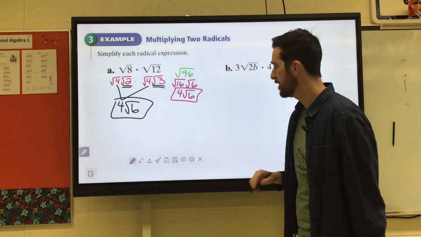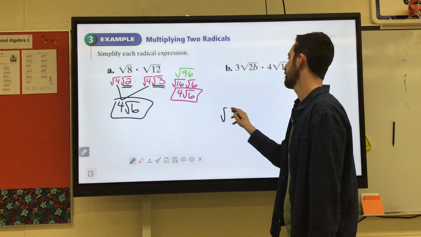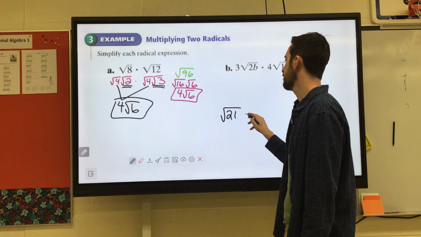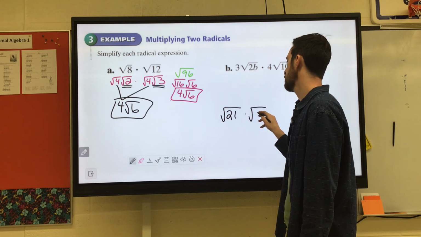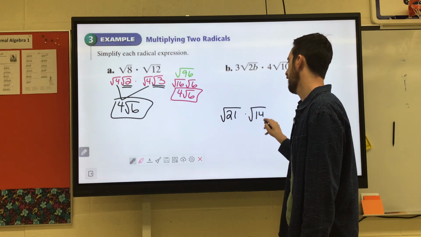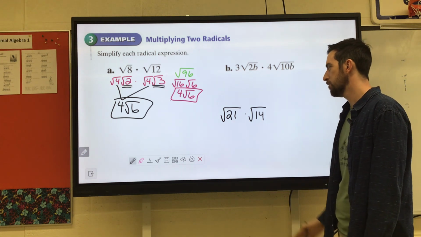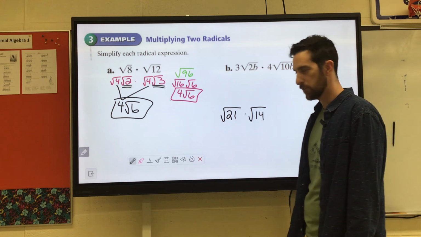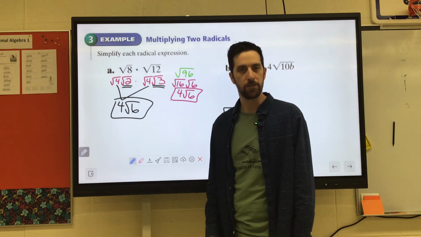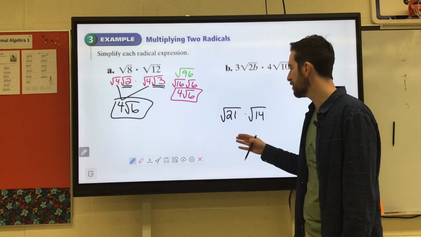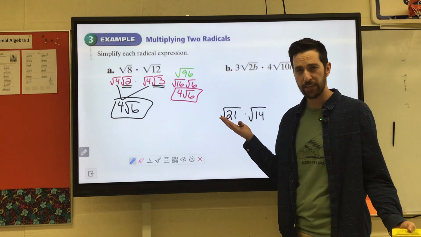As a matter of fact, let's say you had root 21 times root 14. And you're like, I don't want to multiply those together and get a huge number. Neither one of them has a perfect square. If only there was another way. Well, think of a number that they have in common. That could be 7, right?